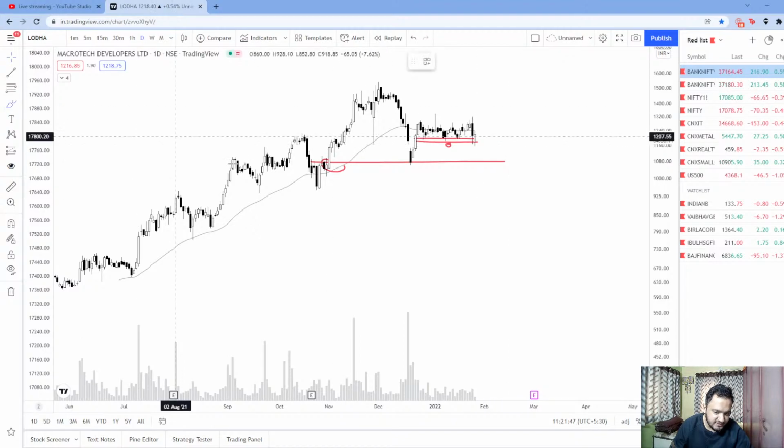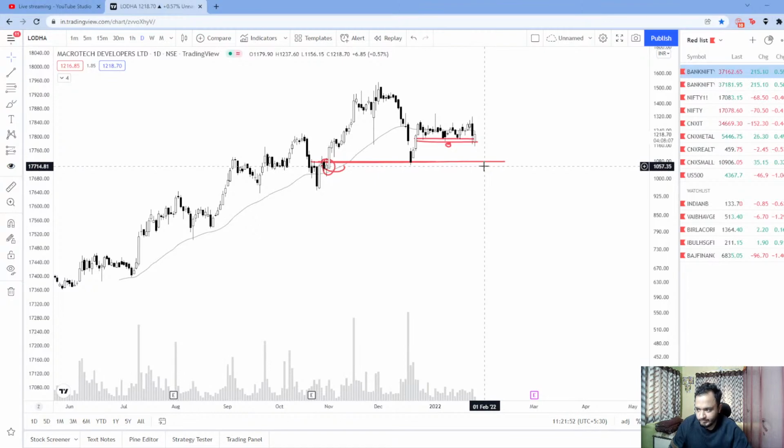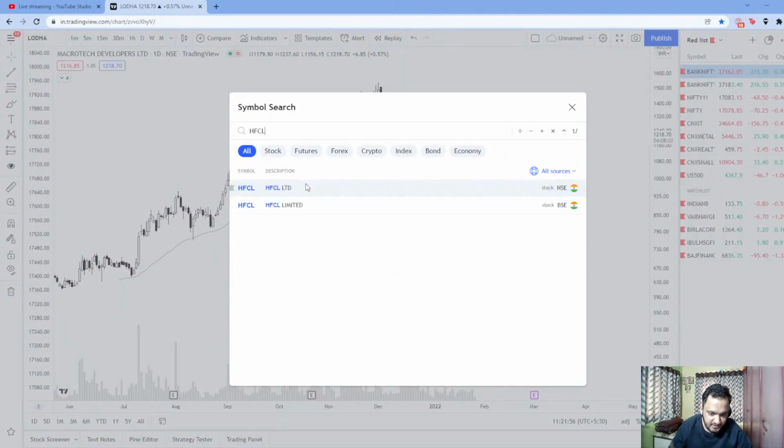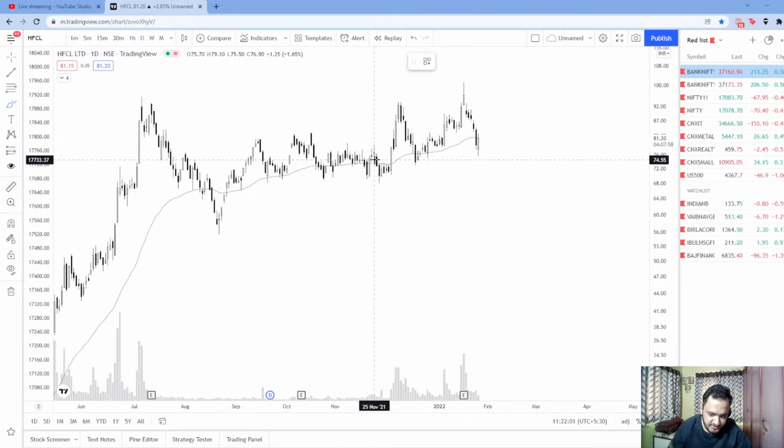Lodha Macrotech. This is the demand zone. This one right here. This is the demand zone. Nothing else. HFCL. All right. HFCL, still nothing in HFCL. This is a demand zone.